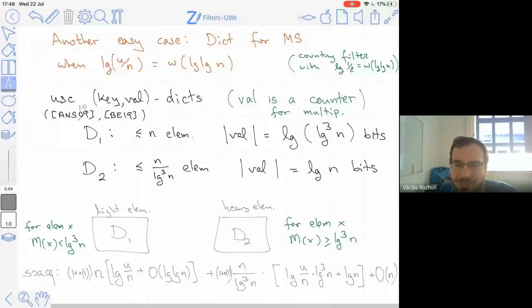Anything which is bigger than log n. Yeah, you're absolutely correct. True.